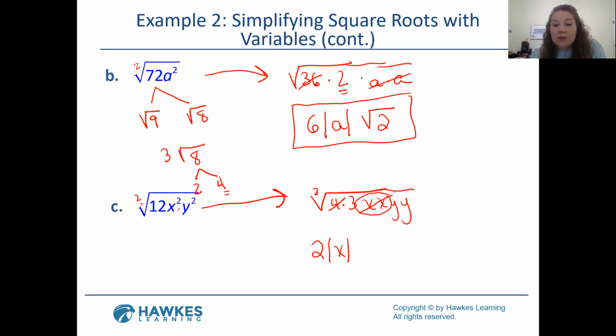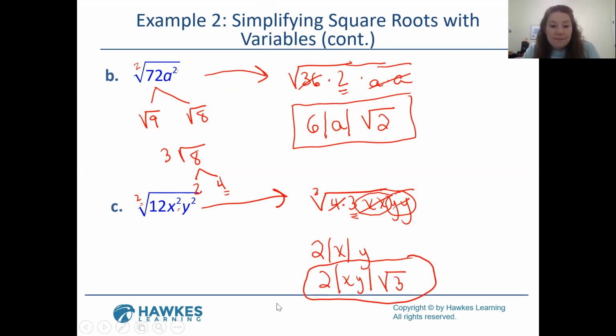The y also, I get to pull out one pair. So actually, you know what? I would write it xy together like that. And then what's in the radical by itself? Square root of 3. And that is the final answer. Okay?